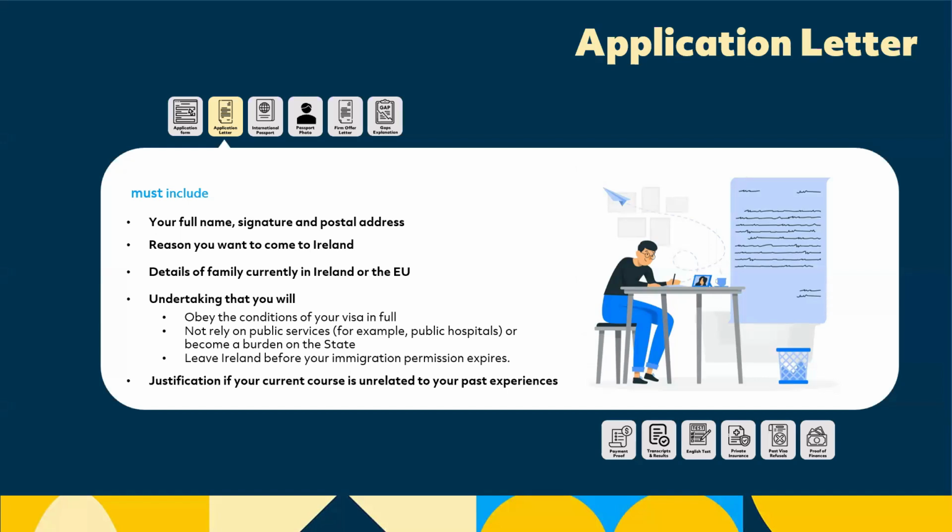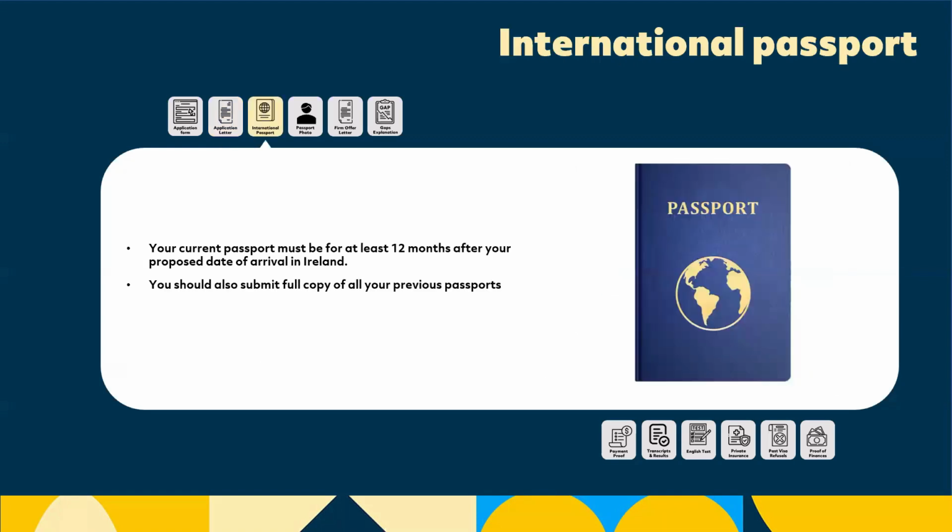Okay. So strong application letters would explain the candidate's reasons for applying, using their past educational pursuits and employment history as well. Okay. The next required document is your international passport. Your current passport must be valid for at least 12 months after your proposed date of arrival. That's very important. And you should also submit full copies of all your previous passports as well.